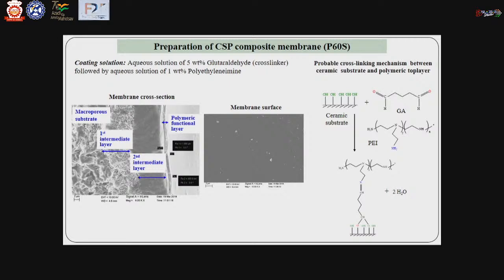And this polymeric functional layer is formed by using glutaraldehyde as cross-linker and polyethylene as the polymer functional layer material. And this is the membrane surface in FESEM, where we can see a smooth and defect-free top layer. This is the probable cross-linking mechanism.